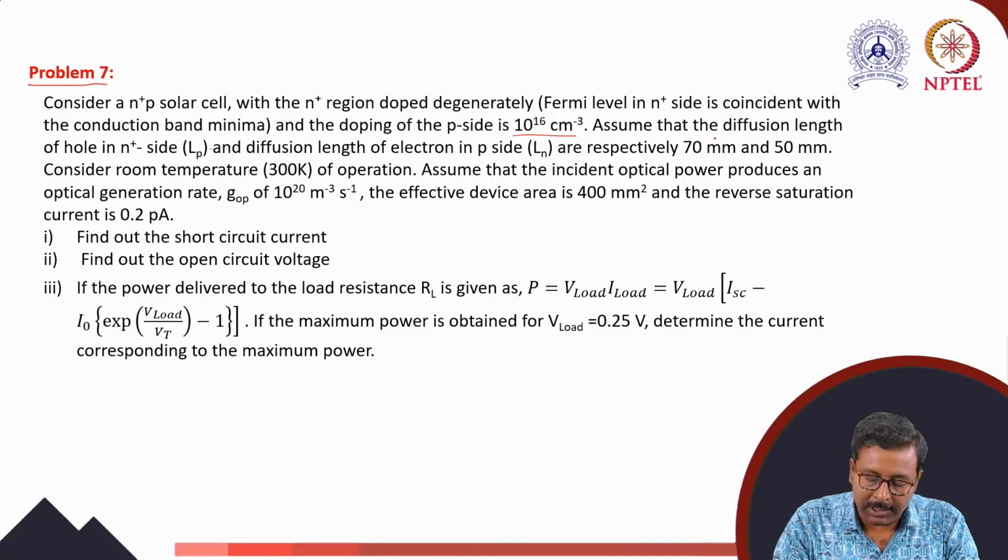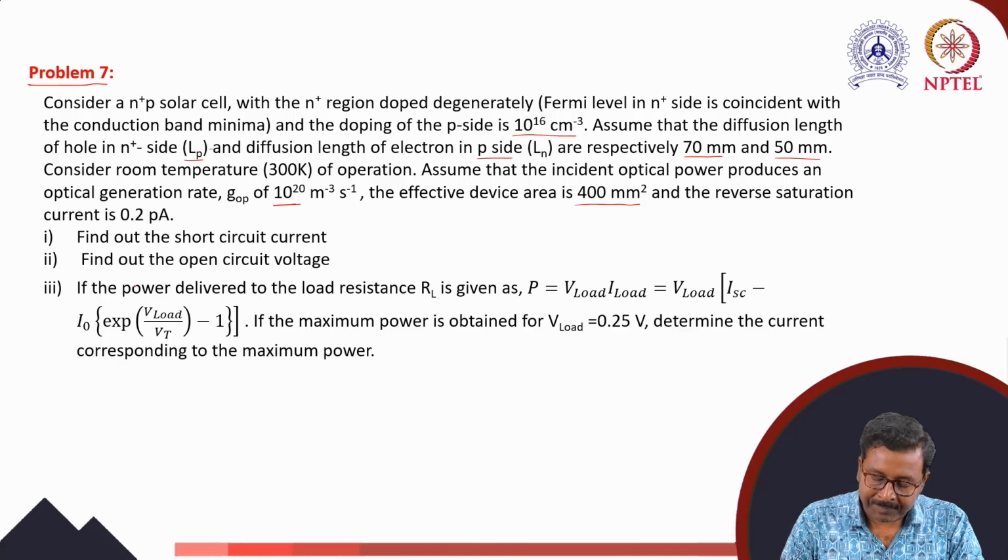Assume that the diffusion length of holes in the n plus side, Lp, and the diffusion length of electrons in the p side, Ln, are 70 millimeter and 50 millimeter. Consider room temperature of operation. Assume that the incident optical power produces an optical generation rate of 10 to the power 20 per meter cube per second. The effective device area is 400 millimeter square and the reverse saturation current is 0.2 picoampere. Find out the short circuit current, find out the open circuit voltage.